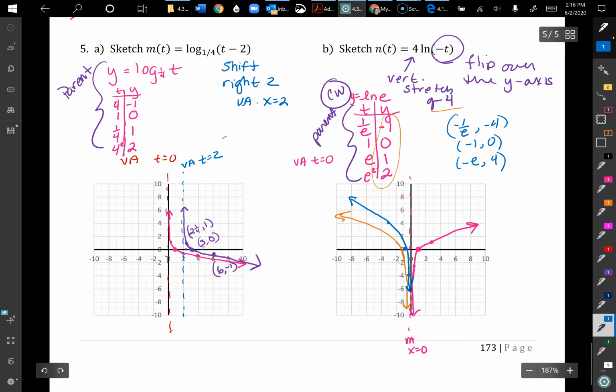And then I would label my few points here: (-1/e, -4), (-1, 0), and (-e, 4). Okay, so that is n of t right there. And we keep the same asymptote because we don't have a shift. So I hope that's helpful and you get the idea of this.